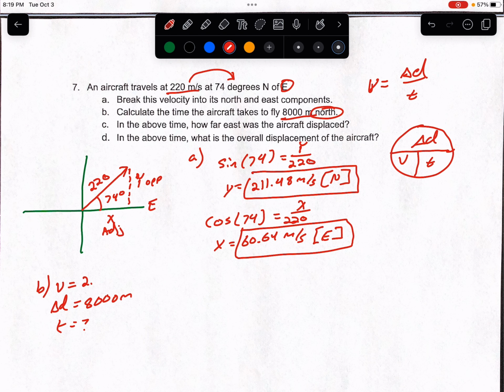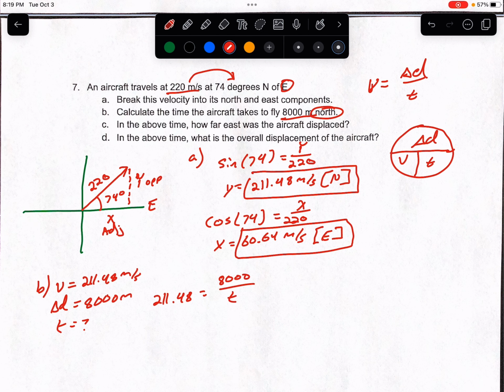So that's going to be my velocity, 211.48 meters per second. And now I can do V equals D over T. So 211.48 equals 8,000 over T.